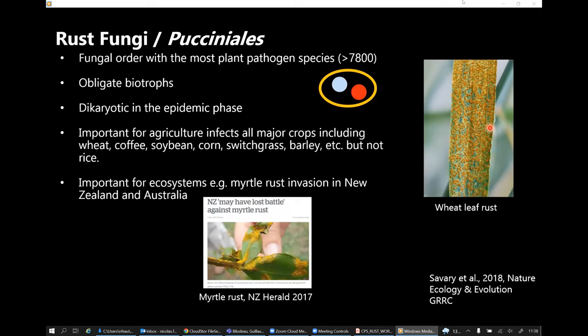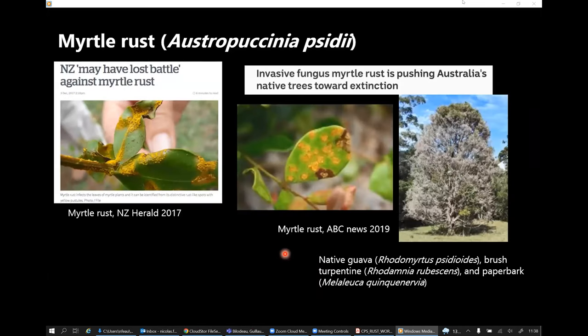So this is like leaf rust, but you've probably seen pictures of this. And that's myrtle rust, which just infects some of the Myrtaceae. All right, so let's talk a little bit about myrtle rust first. So myrtle rust is Austropuccinia psidii.